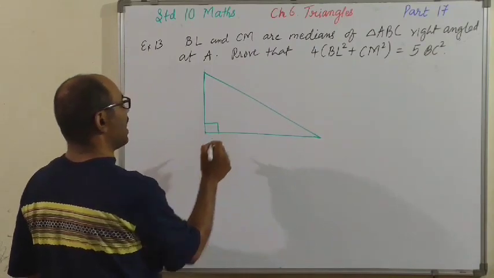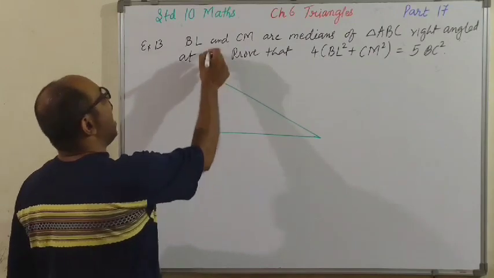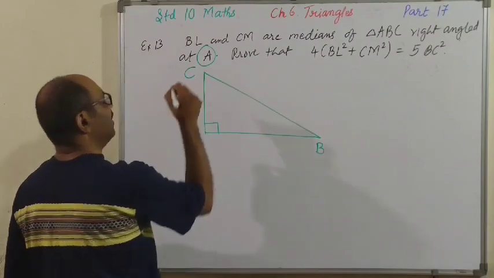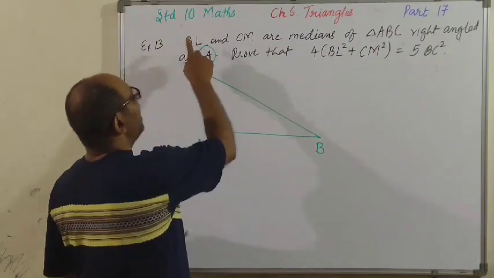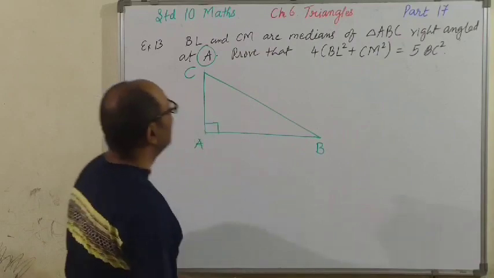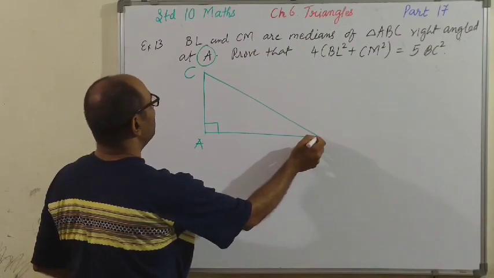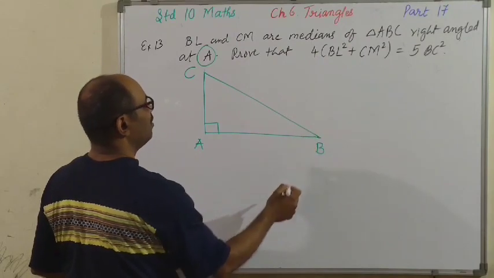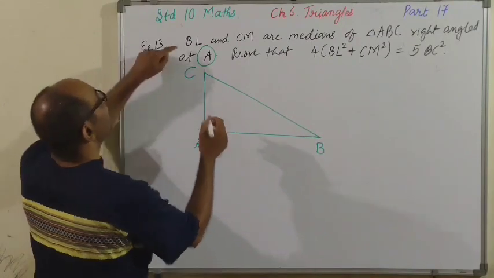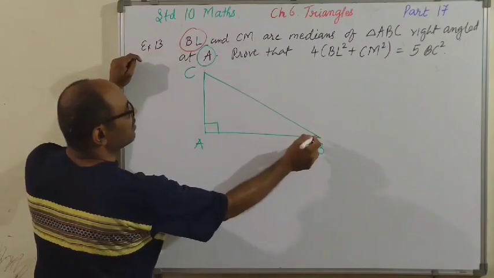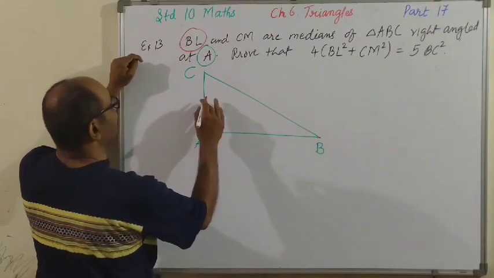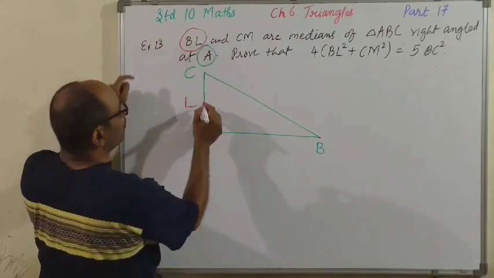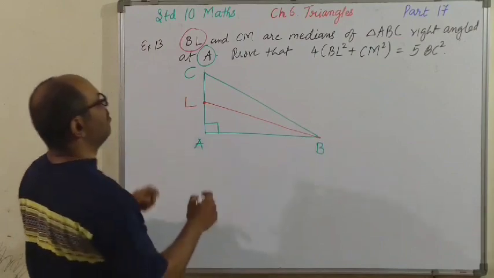Okay, this is right angled at A, and then you can say A, B, C. Children, where is B? Here, BL. So where you will draw perpendicular, median. BL is median, so B is the vertex, and opposite side is AC. Let's say its midpoint is L. So this BL is one median.